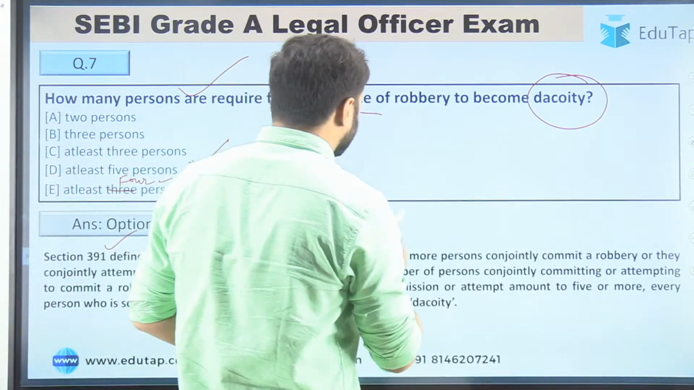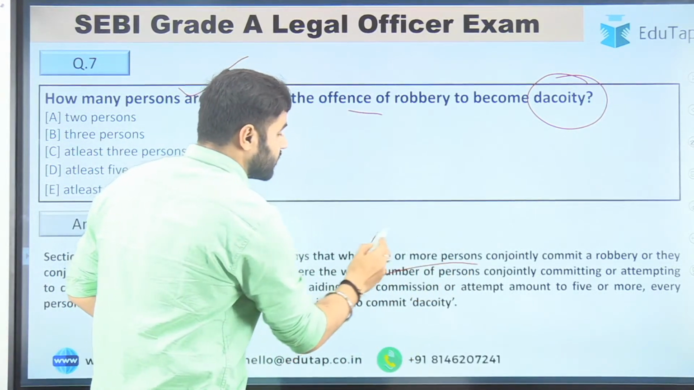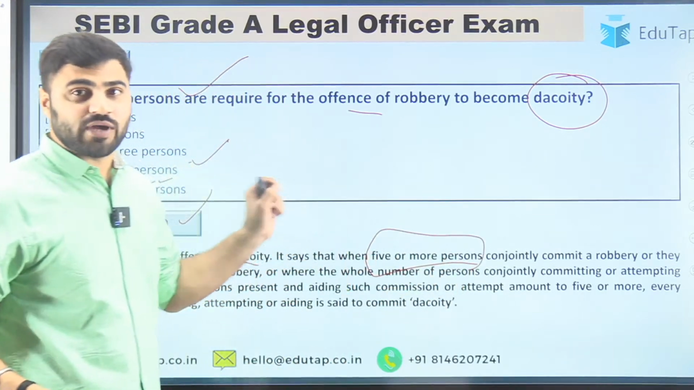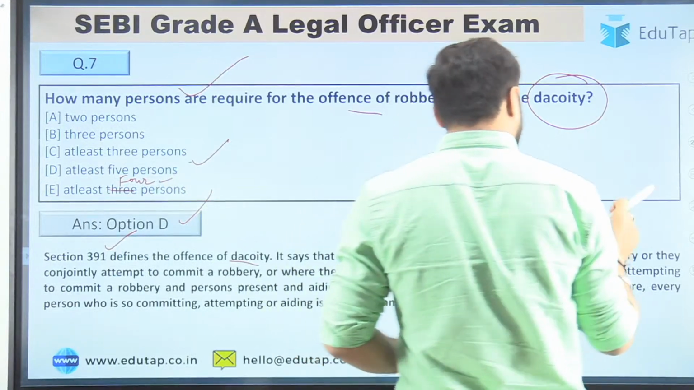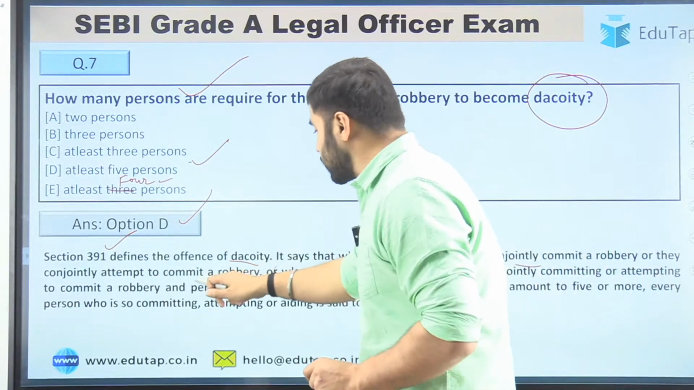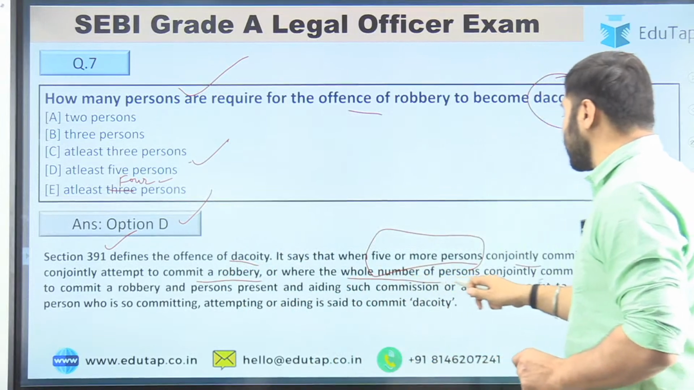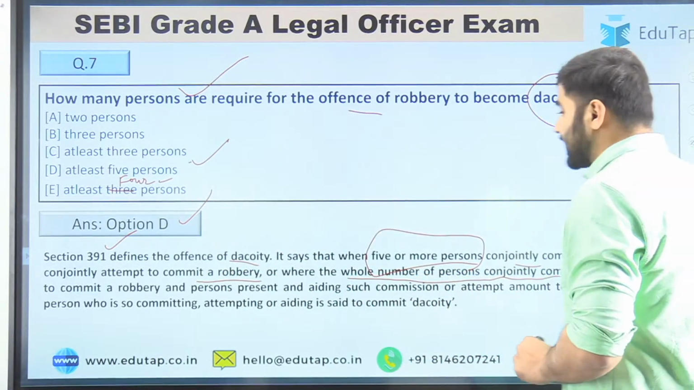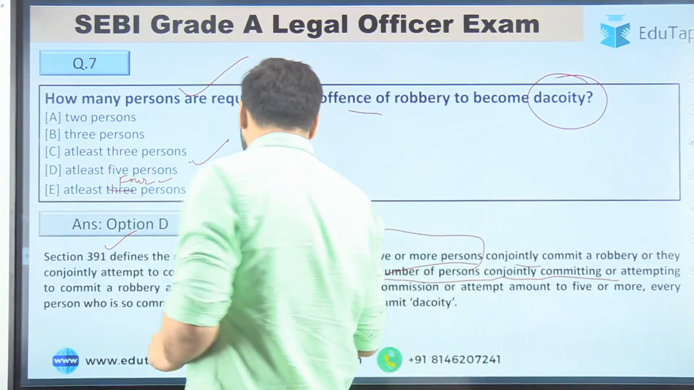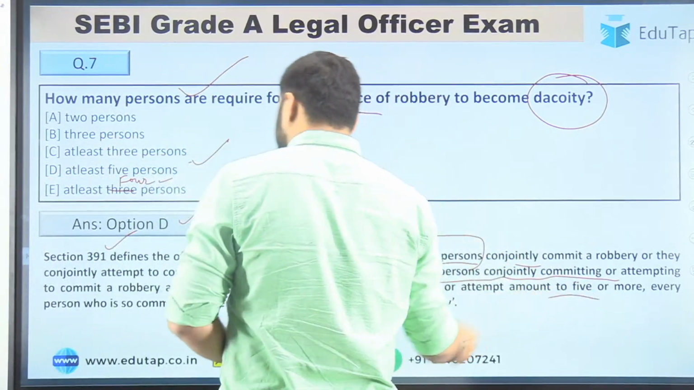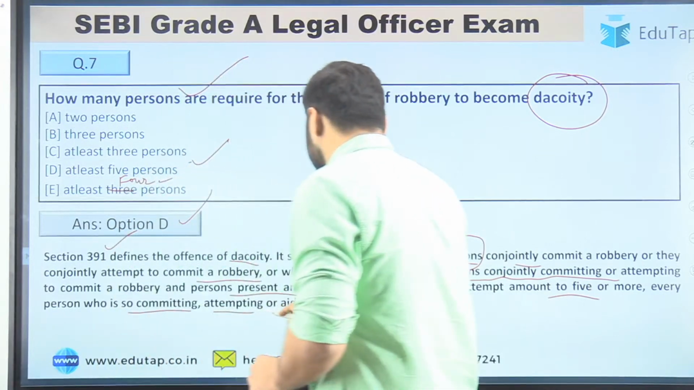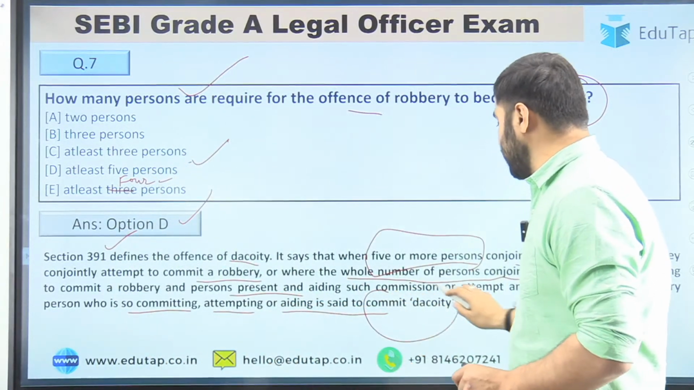It says that when 5 or more persons, this you have to remember, right? 5 or more persons conjointly commit a robbery, or they conjointly attempt to commit a robbery, or where the whole number of persons conjointly committing or attempting to commit a robbery and persons present and aiding such commission or attempt amount to 5 or more, every person who is so committing, attempting or aiding is said to commit dacoity.